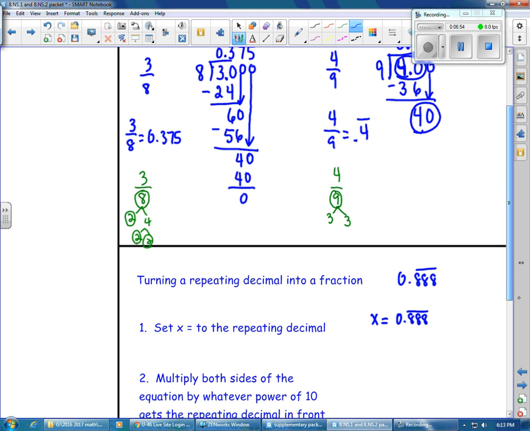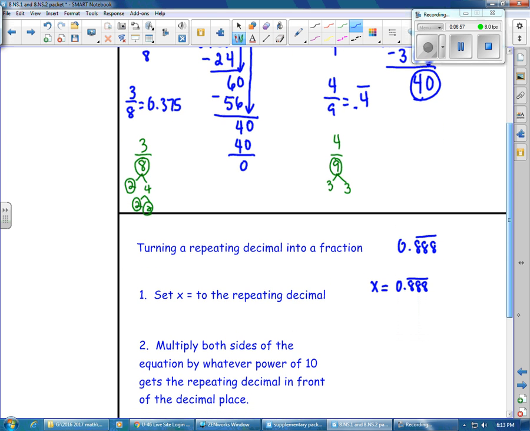then our next step is to multiply both sides of the equation by whatever power of 10 gets the repeating decimal in front of the decimal place. And you're going, wait, what? We need to move our decimal, and don't write this down right now, I just want to show you. We need to move our decimal to the right, and what that requires is multiplying by 10, or if we needed to move it twice, we would multiply by 100. So right now, I'm just going to multiply both sides by 10. Even if you don't fully understand it, just track with me a little bit, and hopefully it'll come together.